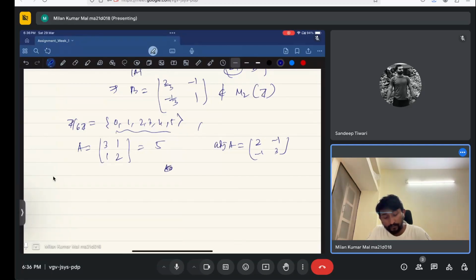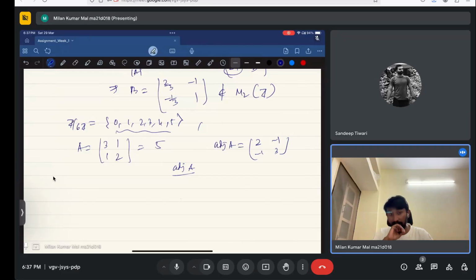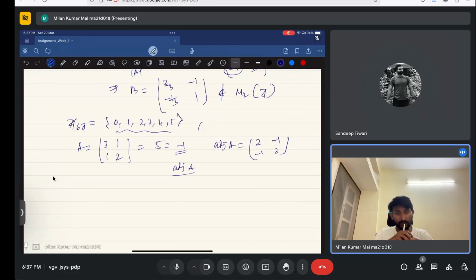Adjoint, I need something. Adjoint of A, I think one will create a problem. No, but I can write it as minus 1, right? How can you write one as minus 1? Because 6 is 0.